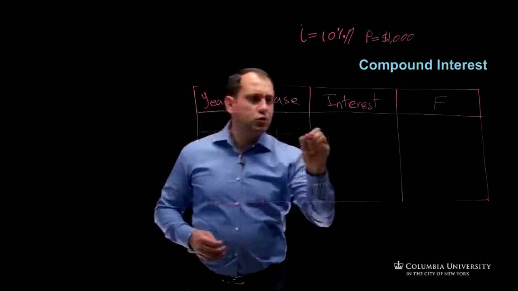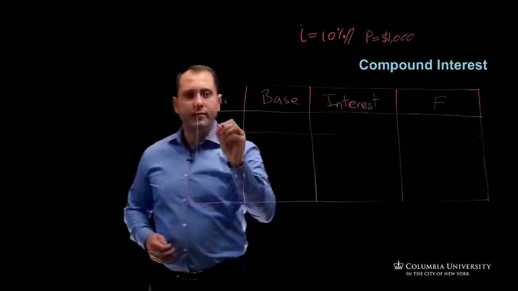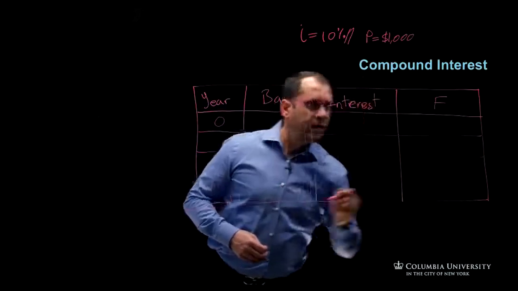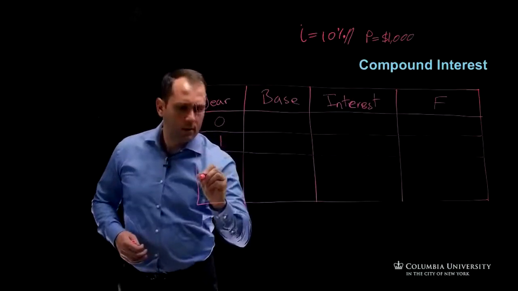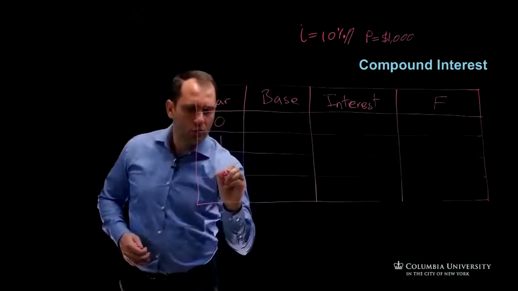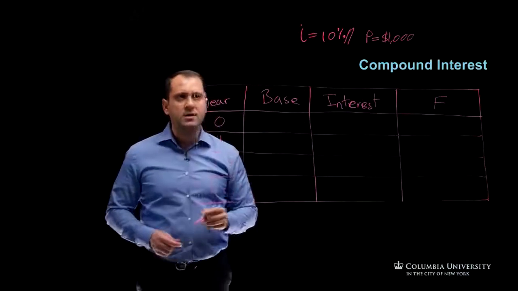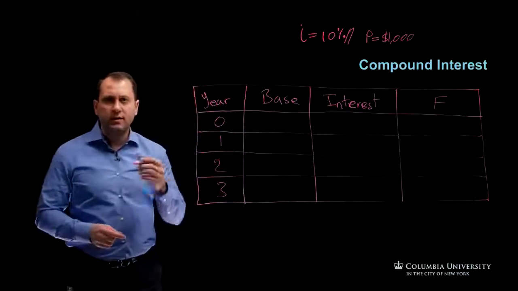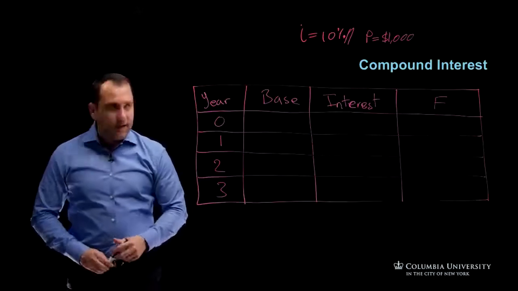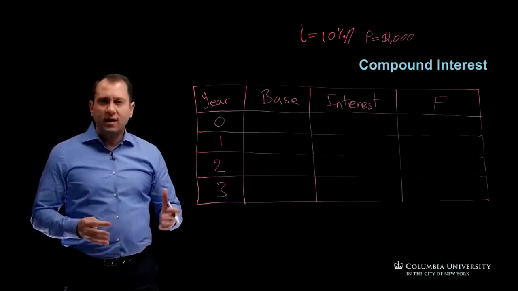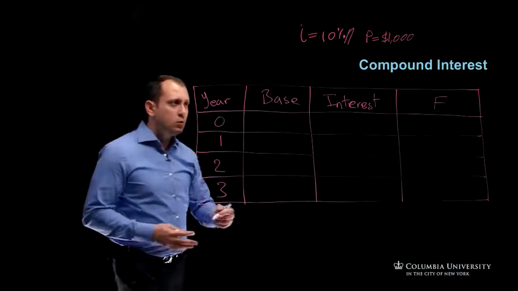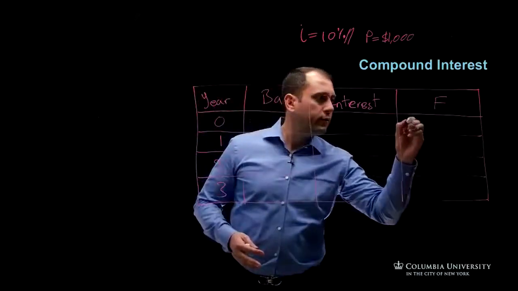The first row would be now, the second row would be year 1, the third one will be year 2, and let's say 3 years, similar to what we did with the simple interest calculations. And the principal is $1,000, which will be the amount borrowed now.